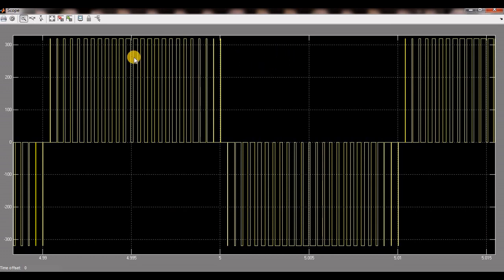See, this is the 5 second. The only thing changing is the width. See, this width is less compared to this width. This width is more compared to this width, because before the 5 second the RMS is 200, and after that it is 230. So only the width of these pulses is changing.